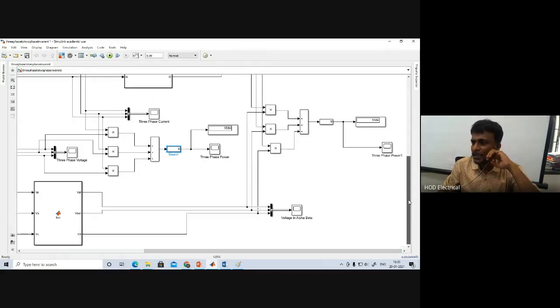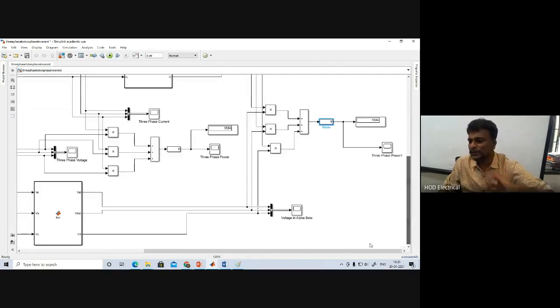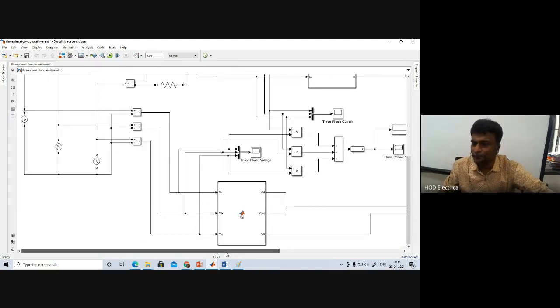Similarly, here I have chosen the product of I alpha into V alpha plus I beta into V beta plus I naught into V naught. So these three products have been added. Then it is connected to the display through the mean value. So this is the setup of this entire case.